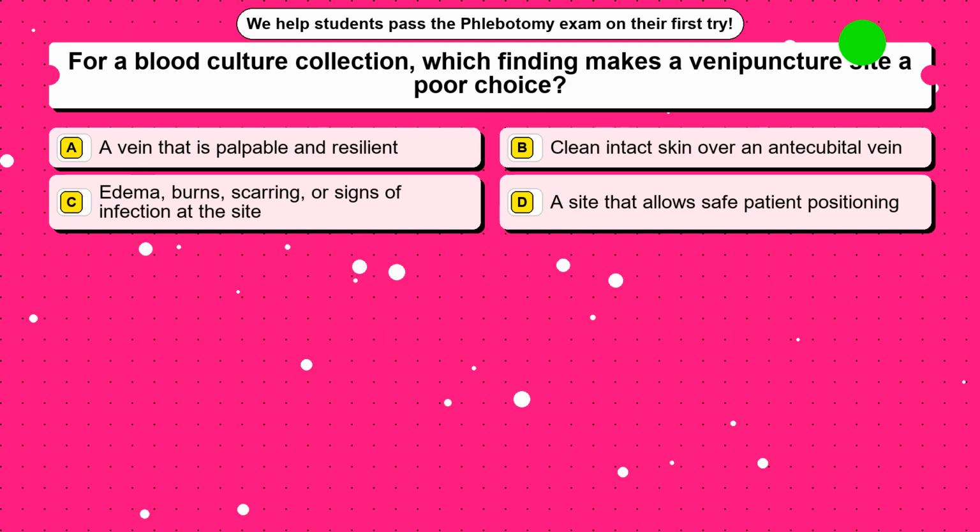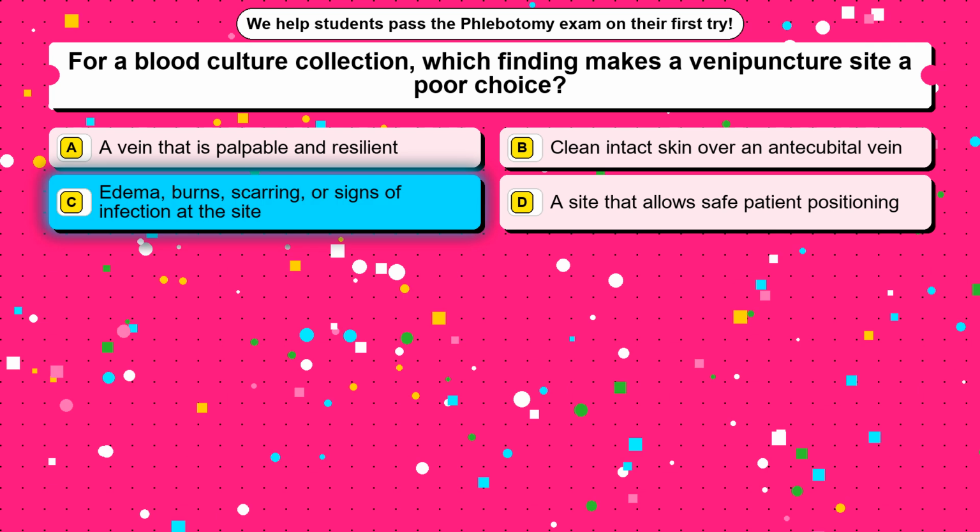Question 34. For a blood culture collection, which finding makes a venipuncture site a poor choice? Option A. A vein that is palpable and resilient. Option B. Clean intact skin over an antecubital vein. Option C. Edema, burns, scarring, or signs of infection at the site. Option D. A site that allows safe patient positioning.